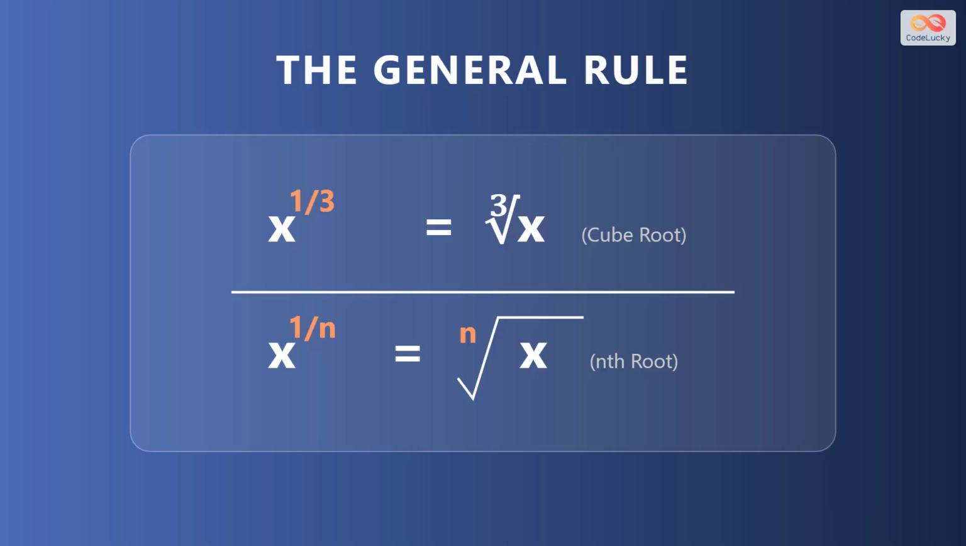We can generalize this for any number. x to the power of 1/3 is the cube root of x, and generally, x to the power of 1 over n is the nth root of x. The denominator of the fraction becomes the index of the root.